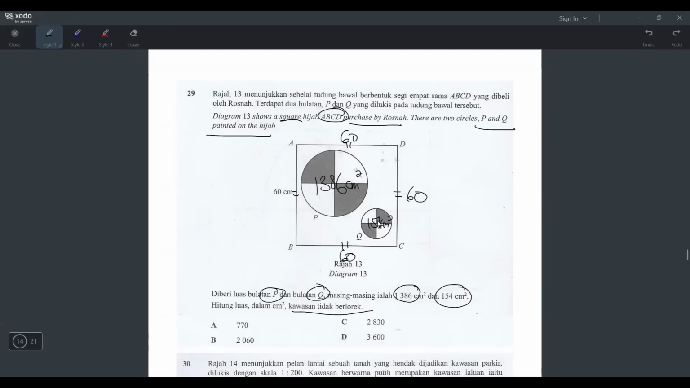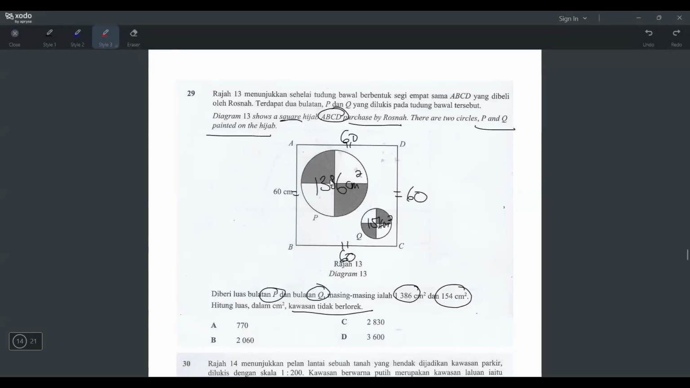Okay, how to find the luas yang tidak lorek? It means I have to ambil luas sini, sini, sini, sini, sini, right? Okay, if you look at this circle, can you see they are potong macam ni? It means I can find the luas.